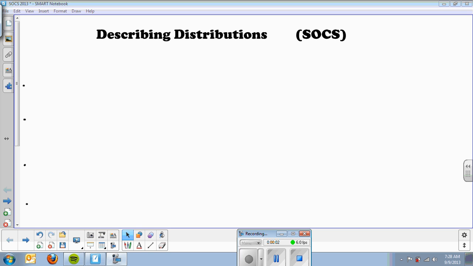Now that we've learned how to display data graphically, we're going to take the next step, which is describing the distribution. After you have come up with the appropriate display to show what the data looks like, you need to talk about what you see. We use a 4-letter acronym to help you remember that, and it is SOCS, S-O-C-S.